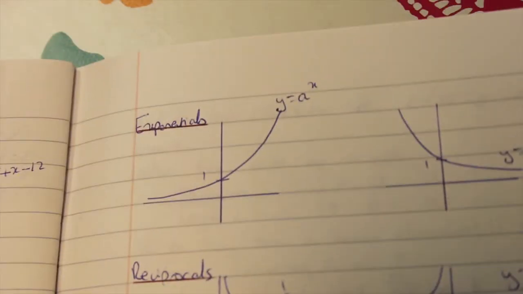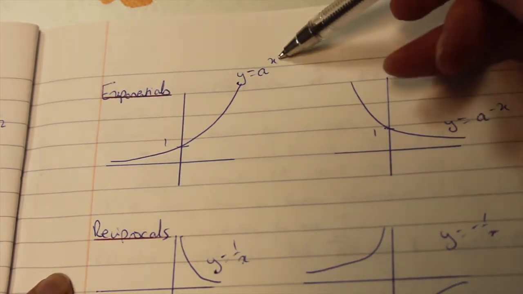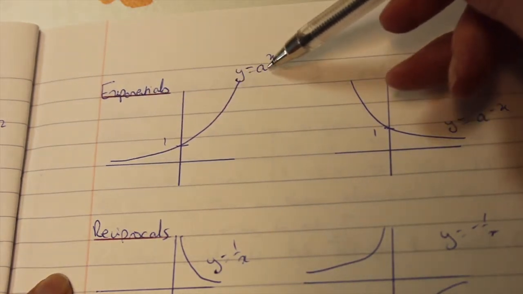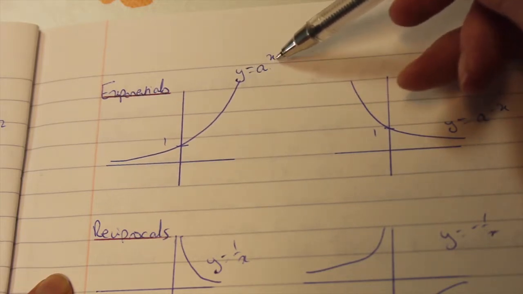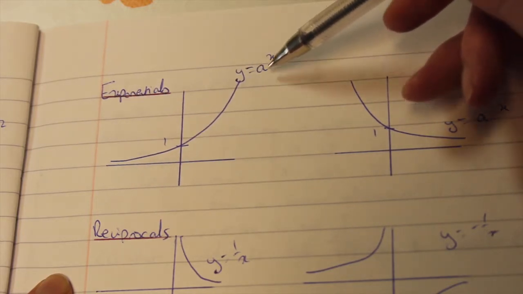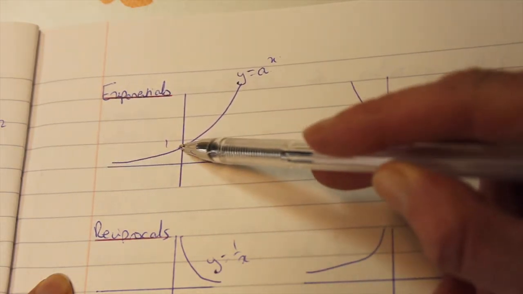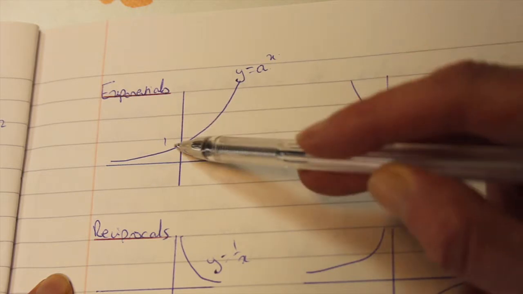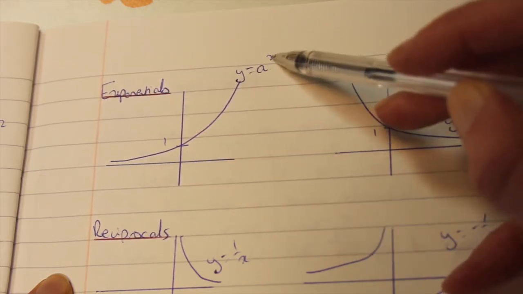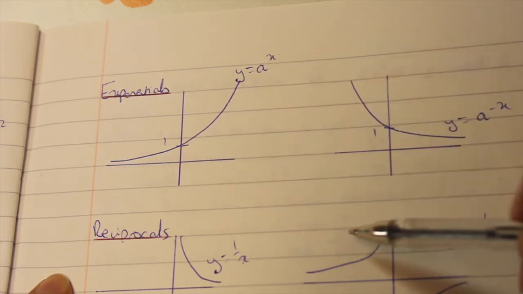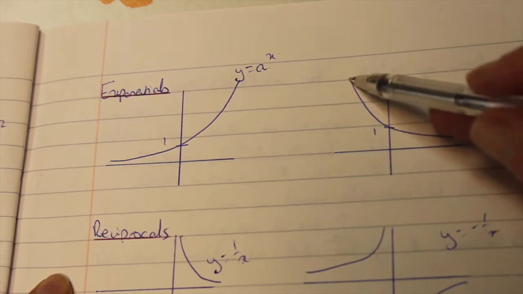Next type of graphs are exponential graphs. An exponential is where x is the power. So y equals a to the power of x, where a stands for any number. So y equals 3 to the x, y equals 10 to the x, any of those will look like that shape. Start off low, go through 1 and up. The reason it goes through 1 is because that's on the y-axis where x is 0. And anything to the power of 0 is always 1.